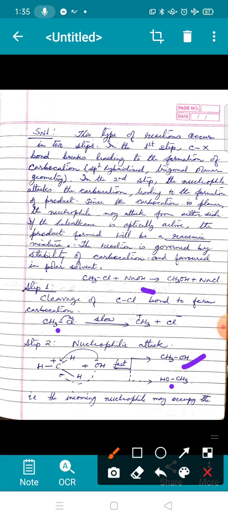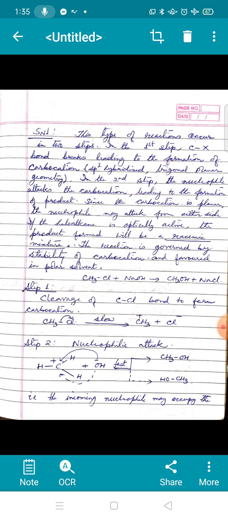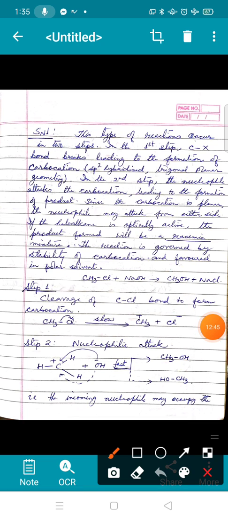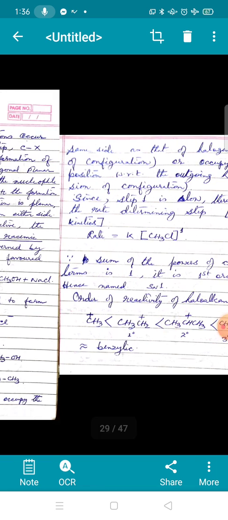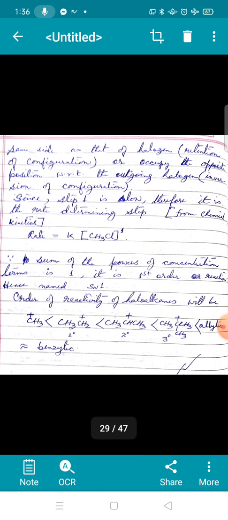Now there is equal probability that retention and inversion may occur, and such reaction mixtures are called racemic mixture. Now this term is applicable only if the haloalkane is optically active. For optically inactive compounds, such a term carries no meaning. So I have written here: same side as that of the halogen means retention of configuration, or occupying the opposite position with respect to the outgoing halogen is called inversion of configuration.